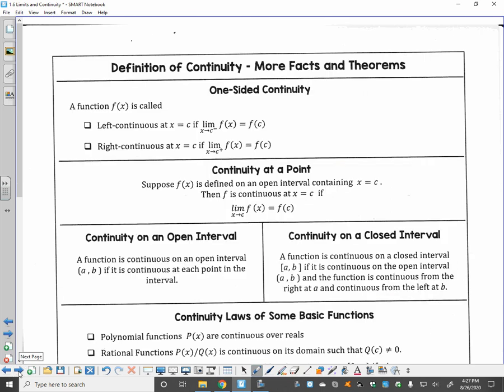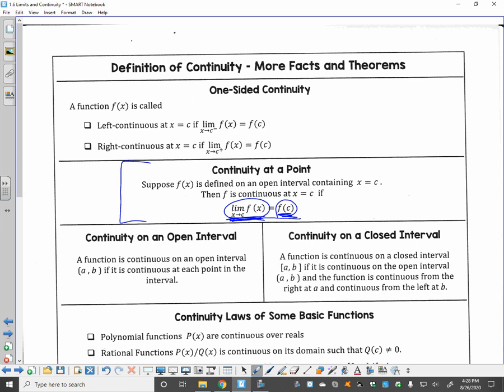Okay. Definition of continuity. More facts and theorems. Yay! One-sided continuity is really not a big focus. I'm going to slide right over that. Here we go. Let's look at continuity at a point. Suppose f of x is defined on an open interval containing x equals c. Then f is continuous at c if the limit equals where it's defined. Again, this ensures that where it's headed, it actually gets there, that those are the same place.